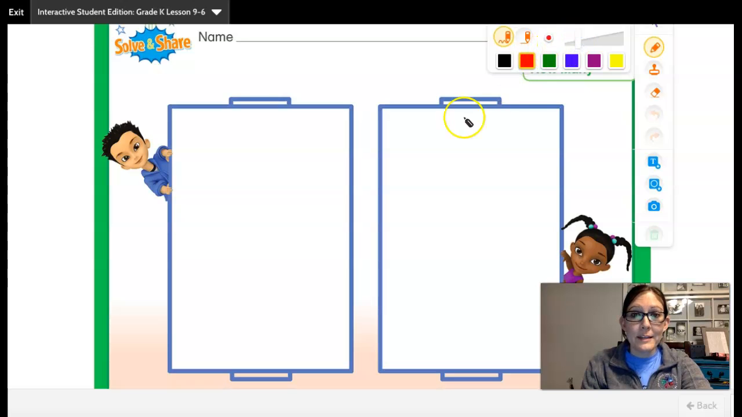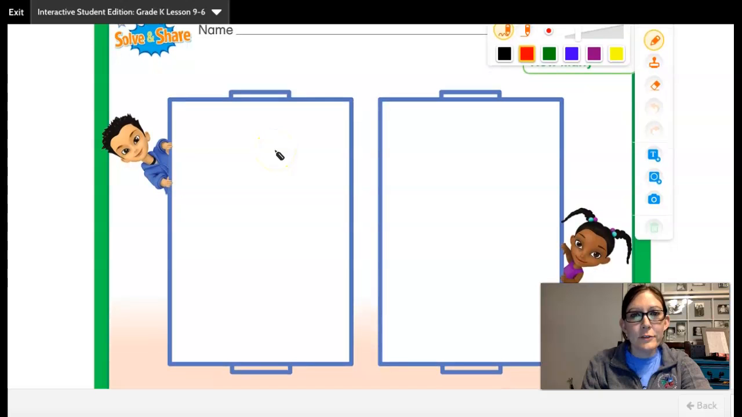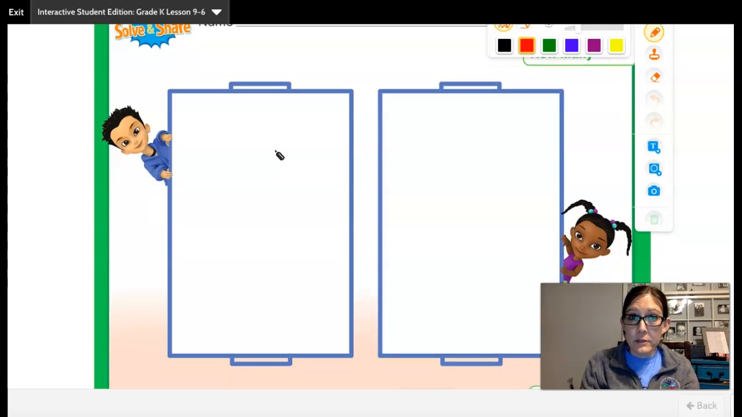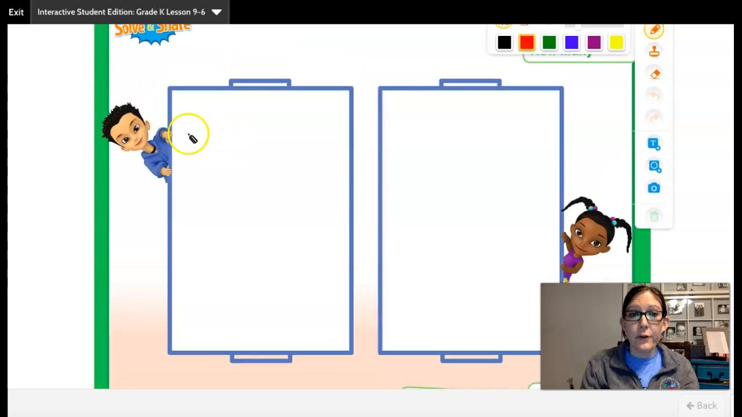Now remember, since it's math time, do we really have to draw an actual cherry? No, we can just draw a counter to represent the cherry because that's faster. How many counters did I say Daniel had? 13. Count with me to make sure I get 13 on this tray.